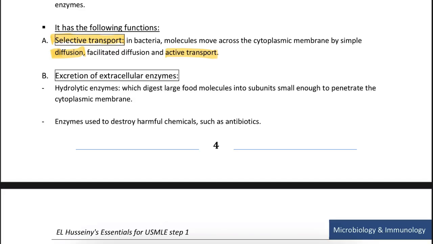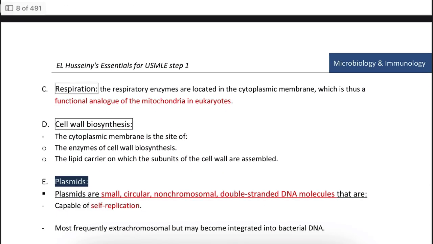So this is enzyme excretion, like digestive enzymes and antibiotic-degrading enzymes. Next one, respiration. In the respiration site, there are no mitochondria here, we can't see any mitochondria, and so the cytoplasmic membrane handles it. Next one, cell wall biosynthesis. In cell wall biosynthesis, you can see enzymes and lipid carriers assemble peptidoglycan units here.